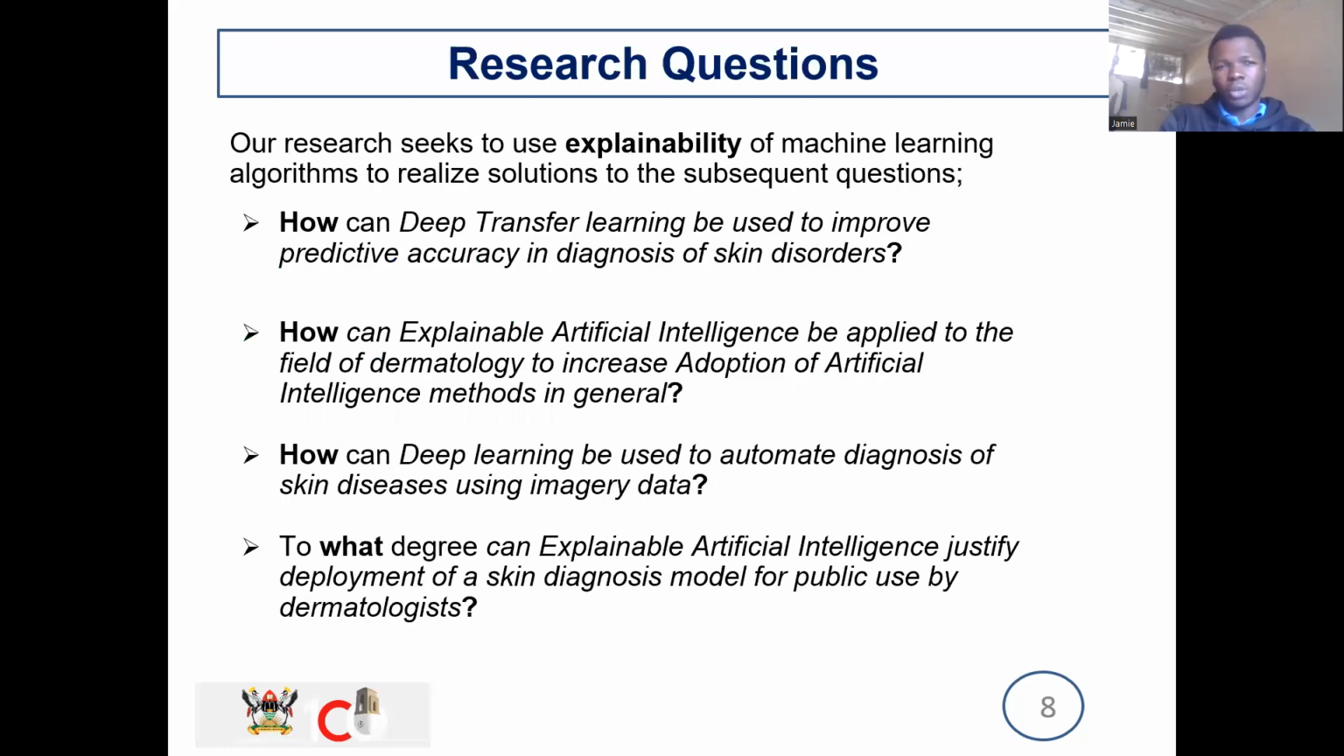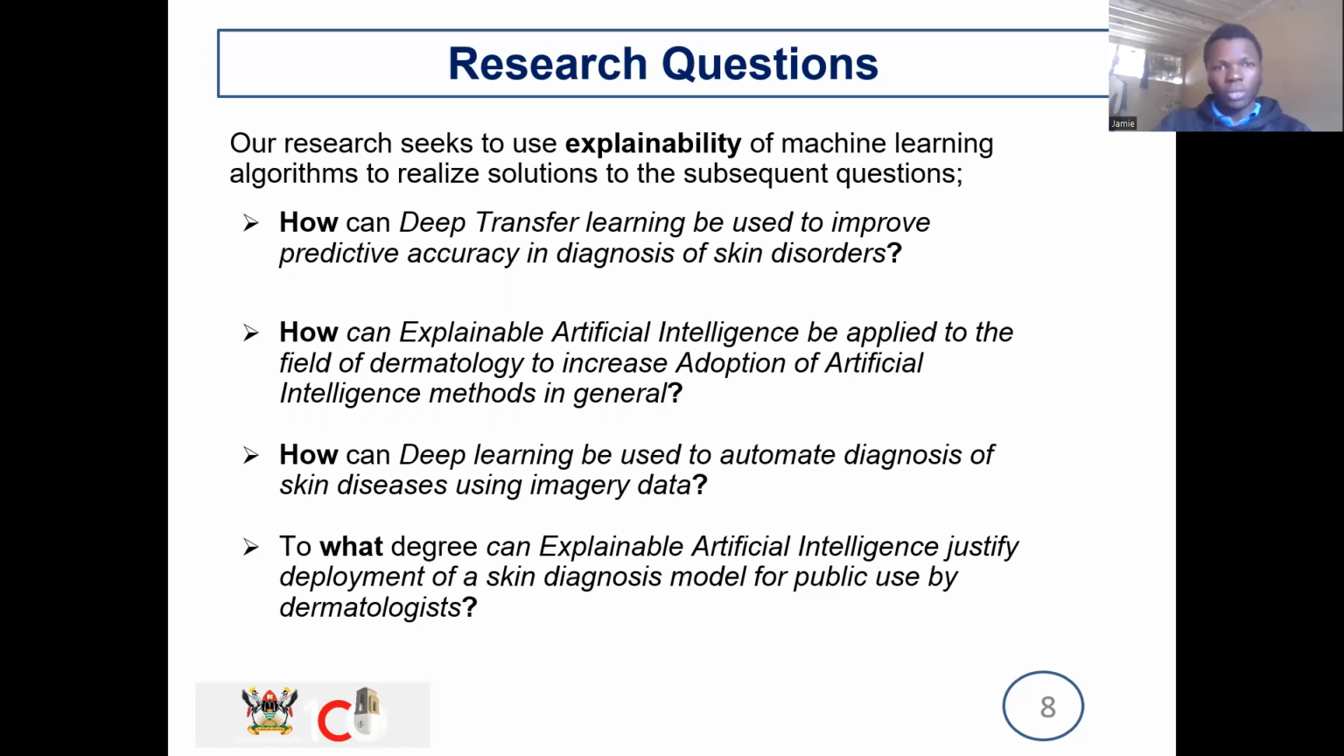In terms of the research questions, we shall be looking at how can deep transfer learning be used to improve predictive accuracy in diagnosis of skin disorders. How can explainable artificial intelligence be applied to the field of dermatology to increase adoption of artificial intelligence methods in general? How can deep learning be used to automate diagnosis for skin diseases using imagery data? To what degree can explainable artificial intelligence justify deployment of a skin disease diagnosis model for public use by dermatologists?